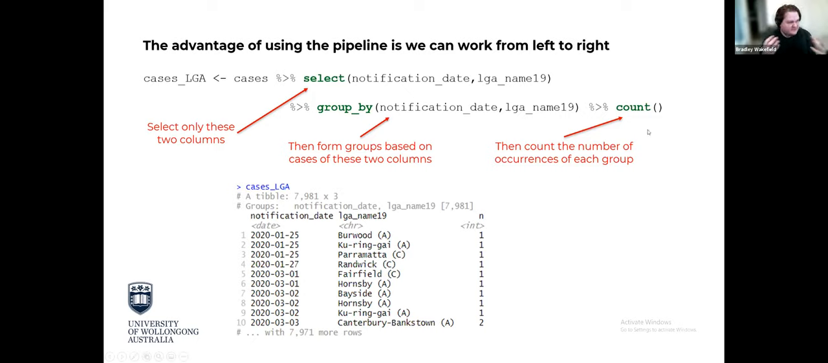I'm going to apply this count function, which is effectively a summary function that just tells me how many instances appear for each group. Okay, and then it creates this new column n, which gives me that count. Effectively, what I can read this as saying is that on the 25th of January in 2020, Burwood had one case of COVID, Kurungai had one case of COVID, Parramatta had one case of COVID. Okay. So structuring it with the pipeline operator allows us to do multiple manipulation steps, all in one line of code, in a way that's very easy to tell which step followed which step and in which order we did it.